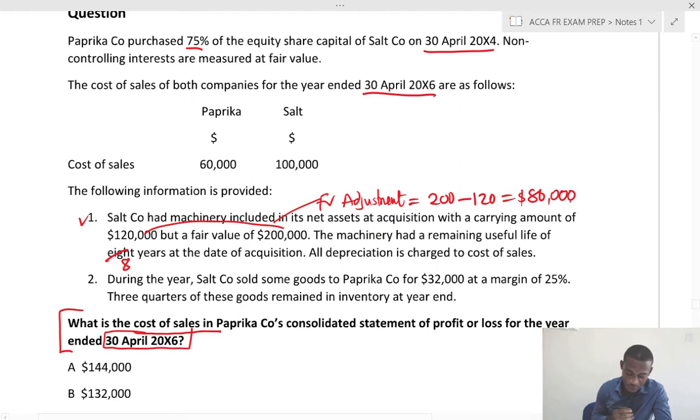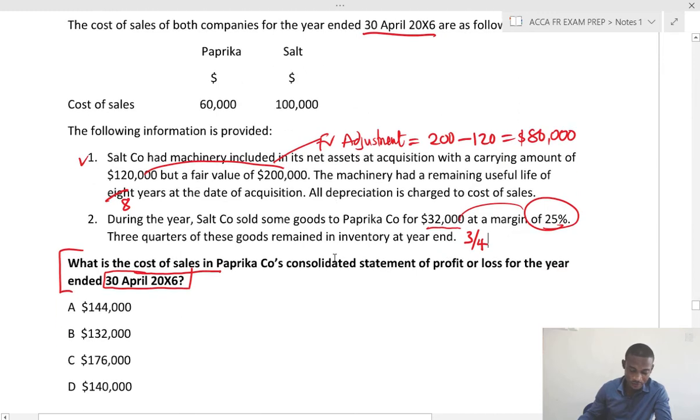Now, during the year, Softco sold some goods to Paprika for 32 at a margin of 25. So, sales value margin, you don't change it to markup. 3/4 of these goods remain in inventory. Now, let's see how we put together the cost of sales.